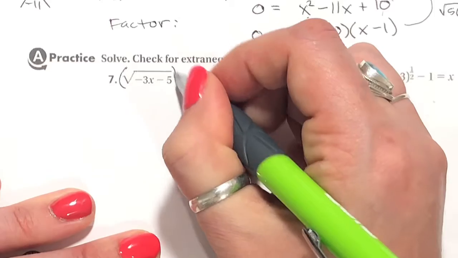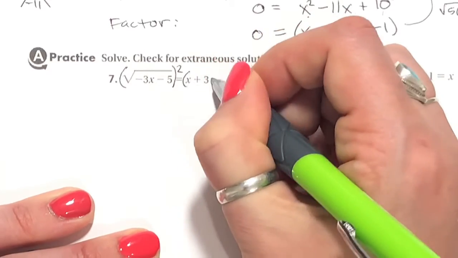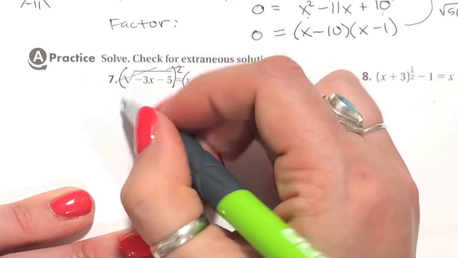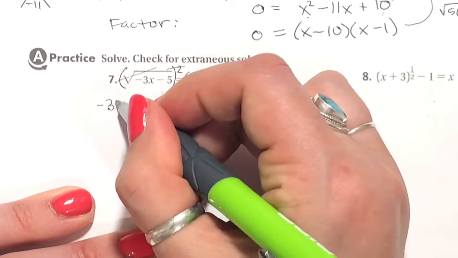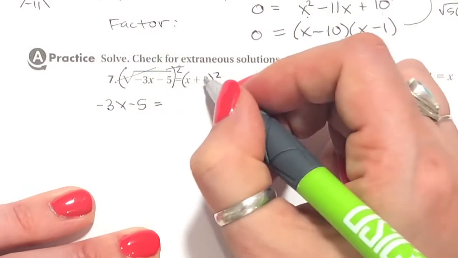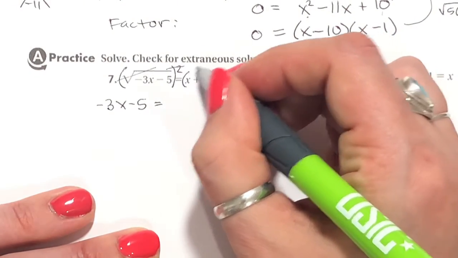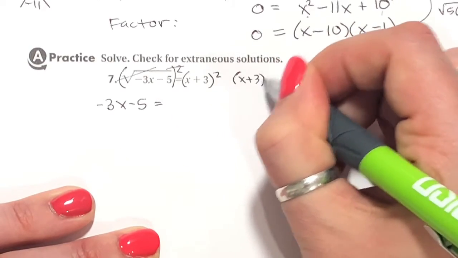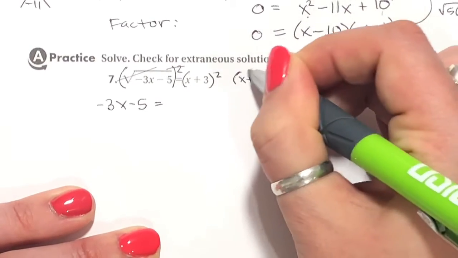So we are going to square it first, which means I also need to square this side. That square root and the square cancel, and I get that negative 3x minus 5 out by itself. But then I have x plus 3 squared. Remember, we can't just distribute that square through. I need to do x plus 3 times x plus 3 and FOIL it.